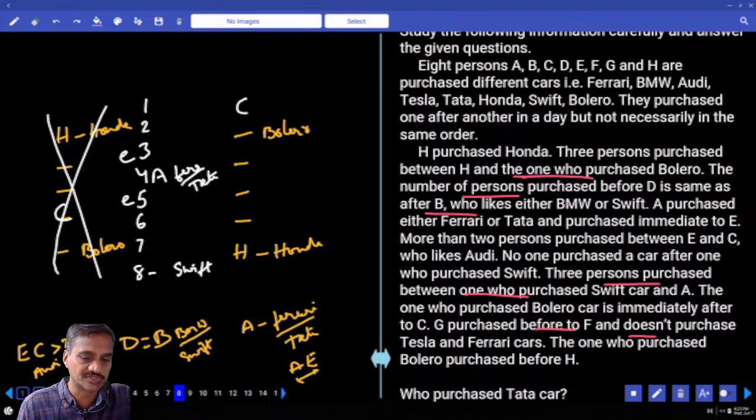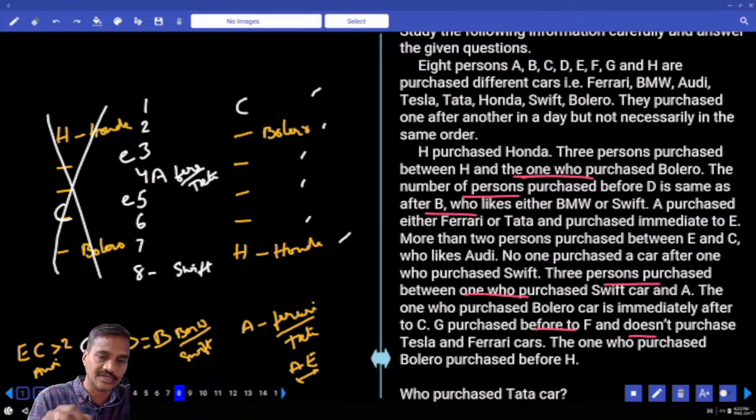Now we are left with this case. As we are left with this one, 6 persons were there. Isn't it? As 6 were there, can we start with this one or not? See, then the next one is Bolero. Now if this is Bolero, then 1, 2, 3. Now this must be H, Honda. H is Honda.